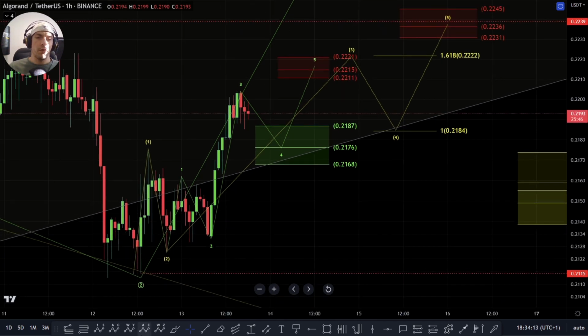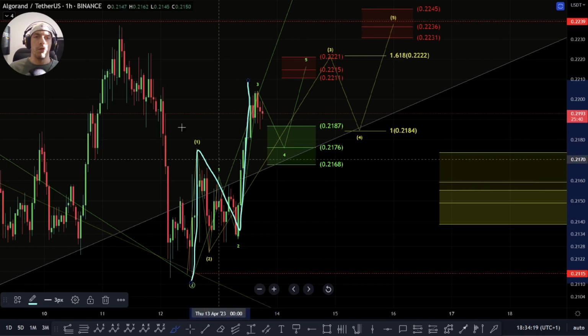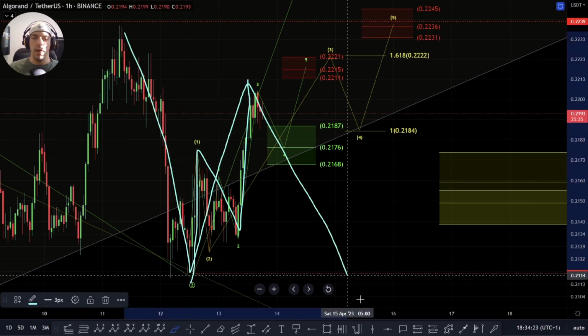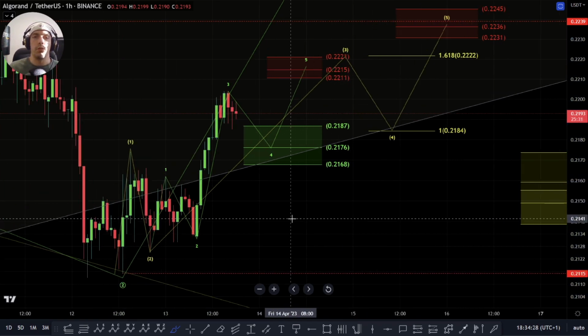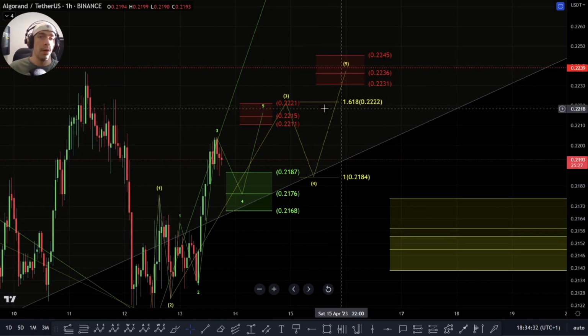At the moment, however, we just have a three-wave move here, and we could potentially count this as just a three-wave move like this, in which case we have to be careful that this doesn't develop into either an A, a B, and then we get a deeper C wave, or a 1, 2, and a deeper third wave, which would indicate much lower prices, as an impulse would look to push us much deeper.